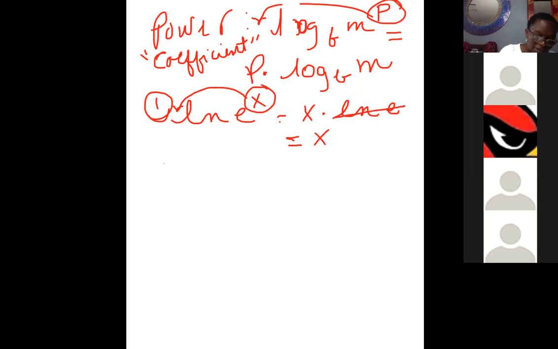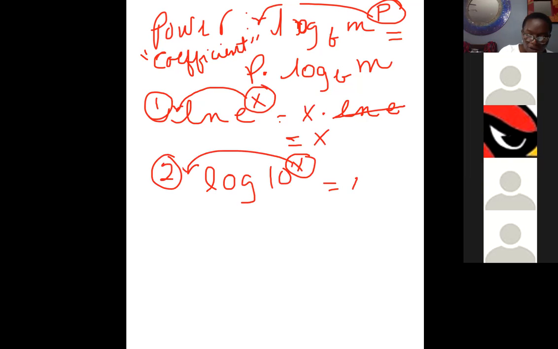Here's another one, number 2. Log 10 to the x is equal to x. Why is that? Because here the power becomes the coefficient of the log. So this would be x times log 10. And log 10 simplifies to 1. So that just leaves you with x.